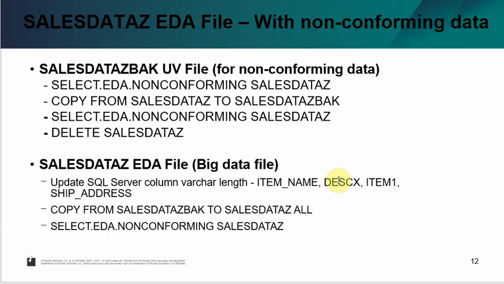The last situation is that a lot of customers have just a few non-conforming records because the Varchar length is too small. In this situation, you don't need to do the non-conforming process. You only need to update your remote SQL Server column length to be a little bit longer, and then just copy from your backup data. Everything becomes clean with no non-conforming data.